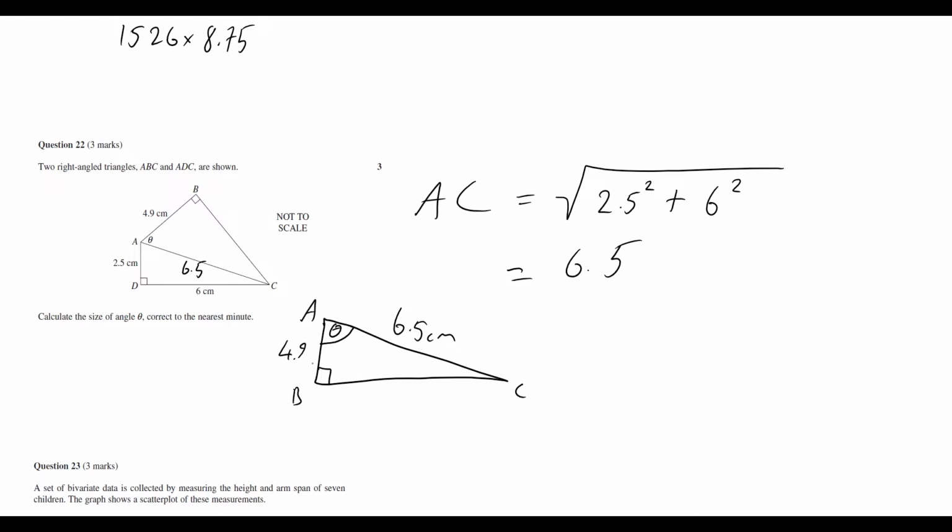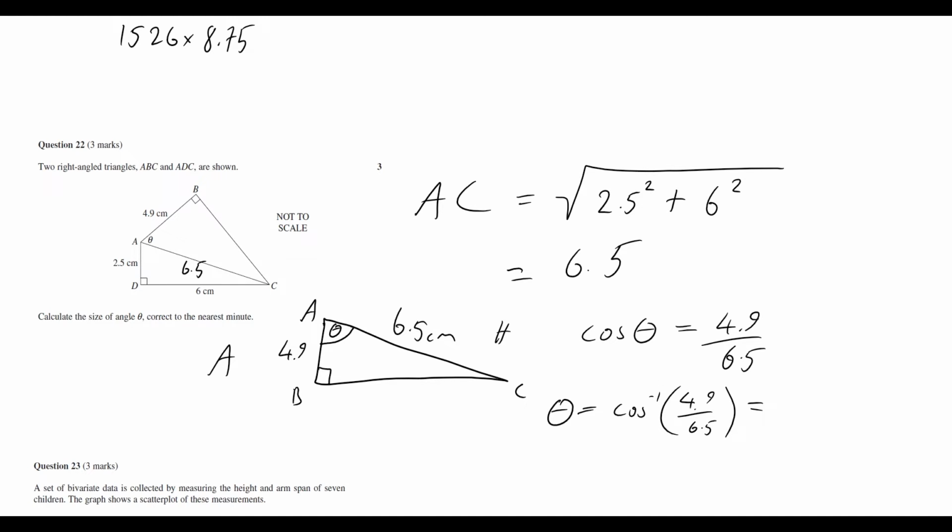So now we see that we're just working with a right angle triangle, and we just want to work out an angle. So our best option is going to be to use SOHCAHTOA. So what side lengths do we have with respect to the angle here? We have our adjacent side, and we have our hypotenuse. So clearly we'll be using cos. So cos of theta is equal to 4.9 divided by 6.5. Now taking the inverse cosine of both sides, we find that theta is equal to cosine inverse of 4.9 over 6.5, and correct it to the nearest minute. That is going to give us 41 degrees and 5 minutes. And that's our answer for question 22.